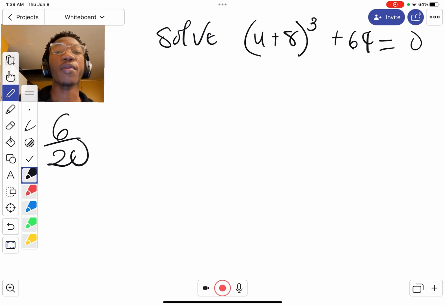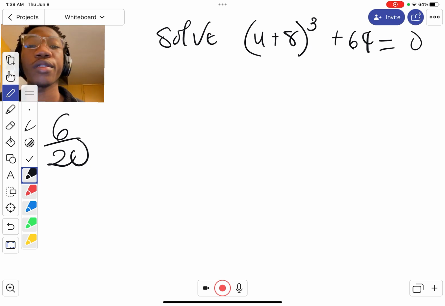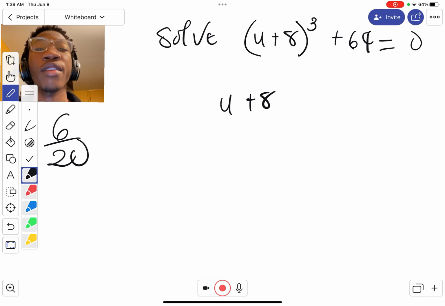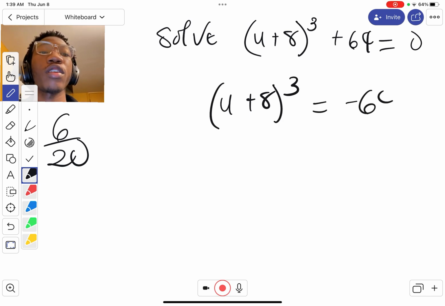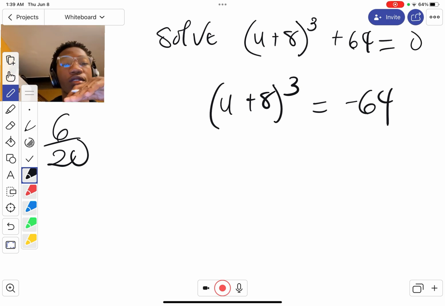The first thing we're going to do is isolate the terms. We're going to put the (u + 8)^3, the cube exponent, on one side and the 64 on the other side. So it's going to be (u + 8)^3 equal to negative 64. Now we can start getting into it.